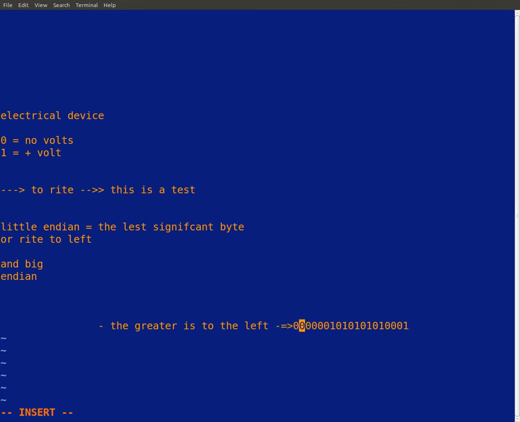That is the greater number. Okay? Okay. Now, that's with little endian. Now, there is a big endian. Okay? There is another reading order type.